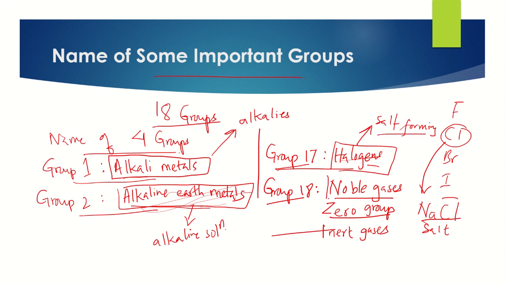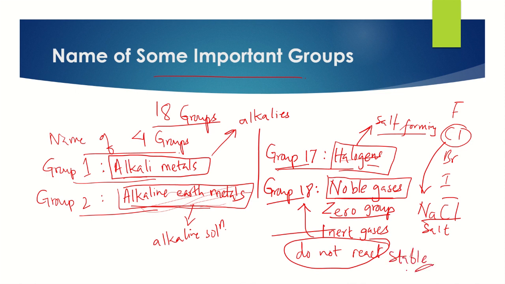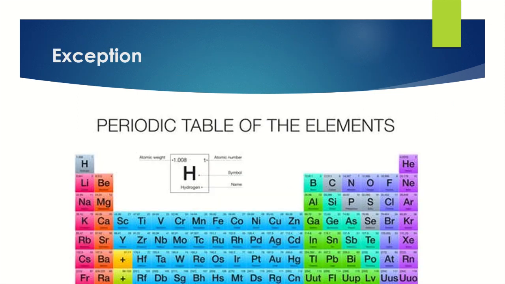Now when it comes to group number 18, they are called noble gases. It's due to their majestic nature, meaning they do not react. Group number 18 does not react with any other elements because they are already stable. Hence the word inert, which means they do not react. And noble gases is the name given to group number 18. Well, now we have learned the names of some of the groups.